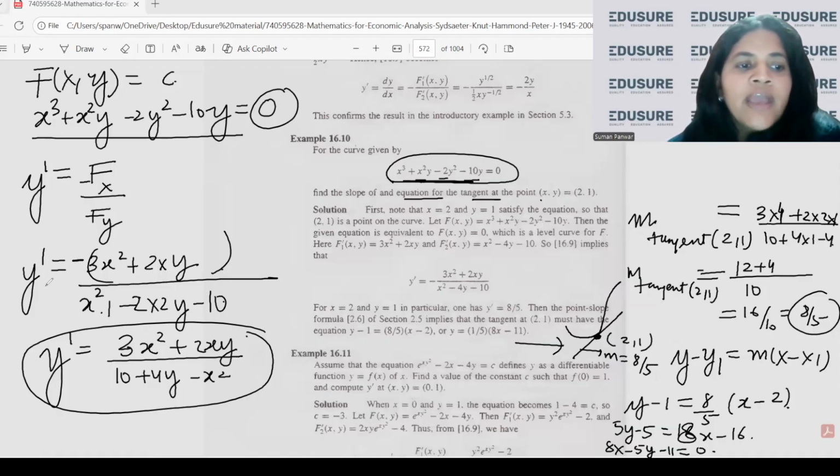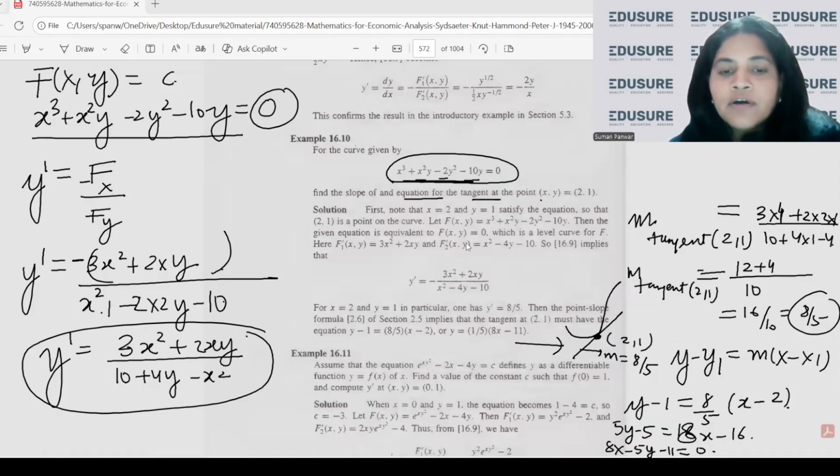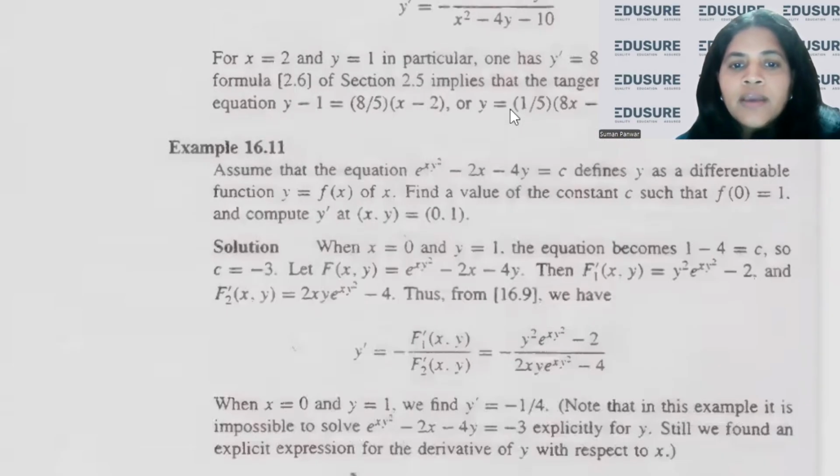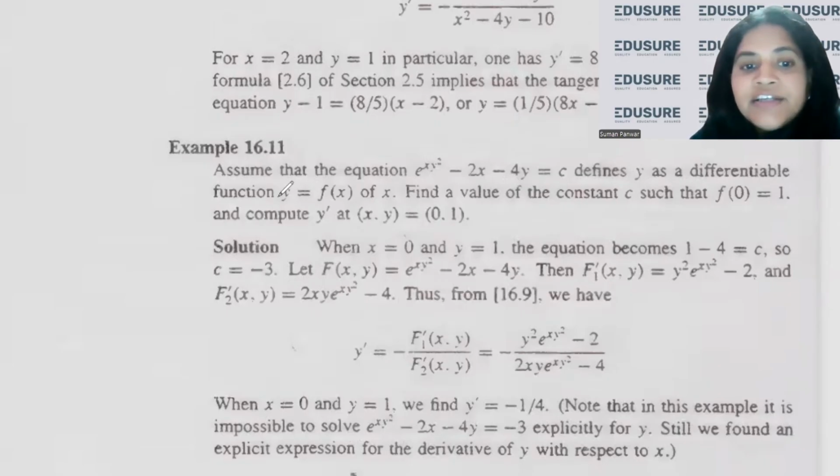Okay. Let us look at another example from the readings. Assume that the equation e power xy square minus 2x minus 4y equals to c defines y as a differentiable function f(x) of x. Find the value of the constant c, given that f(0) is 1. Compute y dash at (x, y) equals to (0, 1).